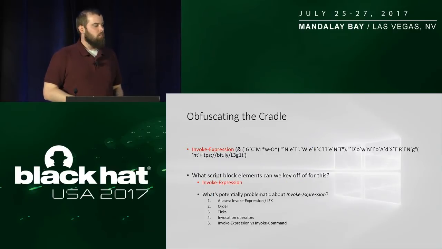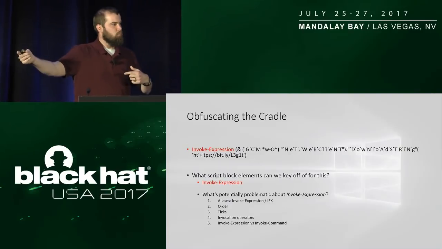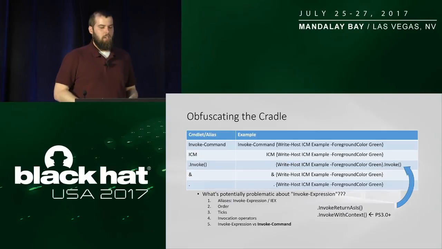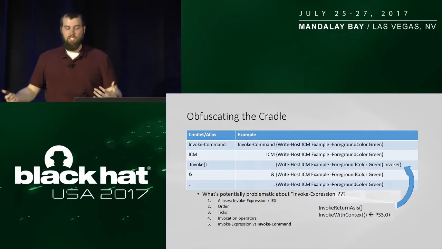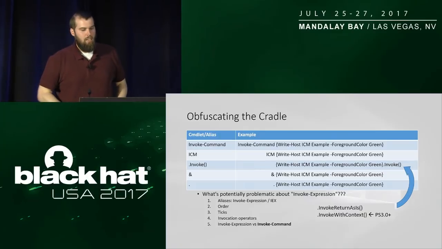Then we also have Invoke-Expression's cousin, as I like to call it, which is Invoke-Command. Now, typically you'll see Invoke-Command when you're running PowerShell remoting, you want to run on another system. But if you never define ComputerName for a remote system, then it'll run locally. So with Invoke-Command, you have its alias of ICM. You can use .invoke. You can use the ampersand or the dot invocation operators, InvokeReturnAsIs, InvokeWithContext, so many options.